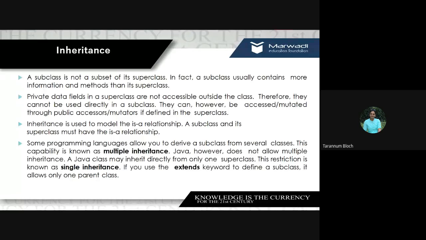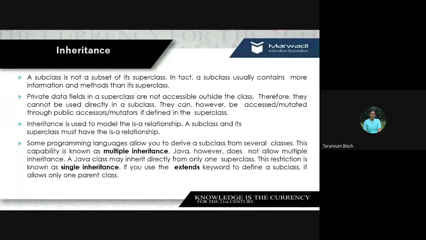In some programming languages, at times you derive a subclass from several classes, and this capability is known as multiple inheritance. For example, let us say you have parent 1 and parent 2, and then you have the child class. But in Java it is not allowed. Multiple inheritance is not supported in Java. A Java class may inherit directly only from one superclass.